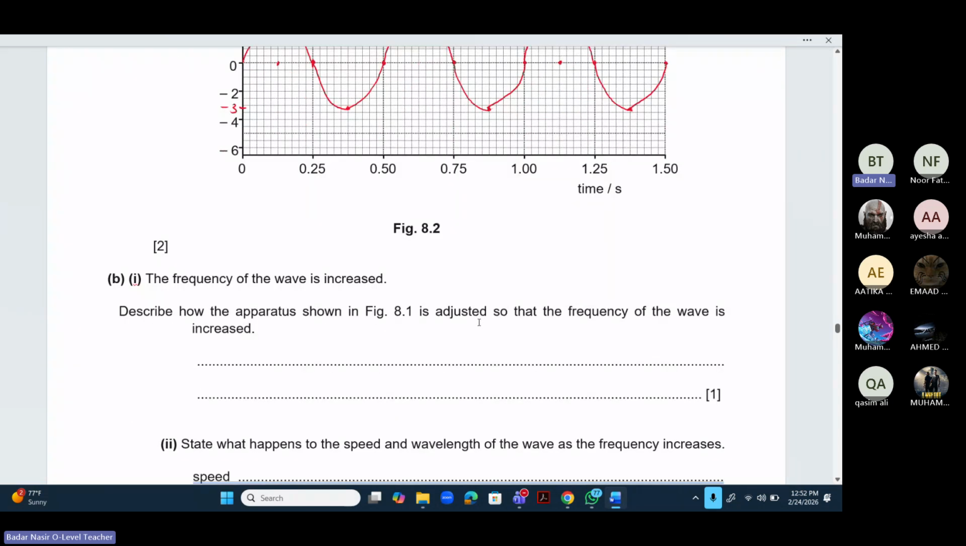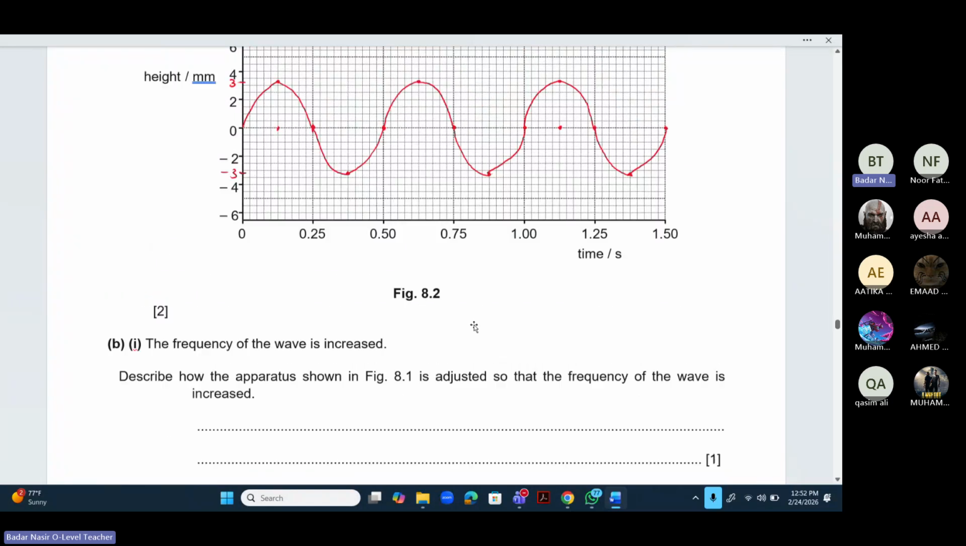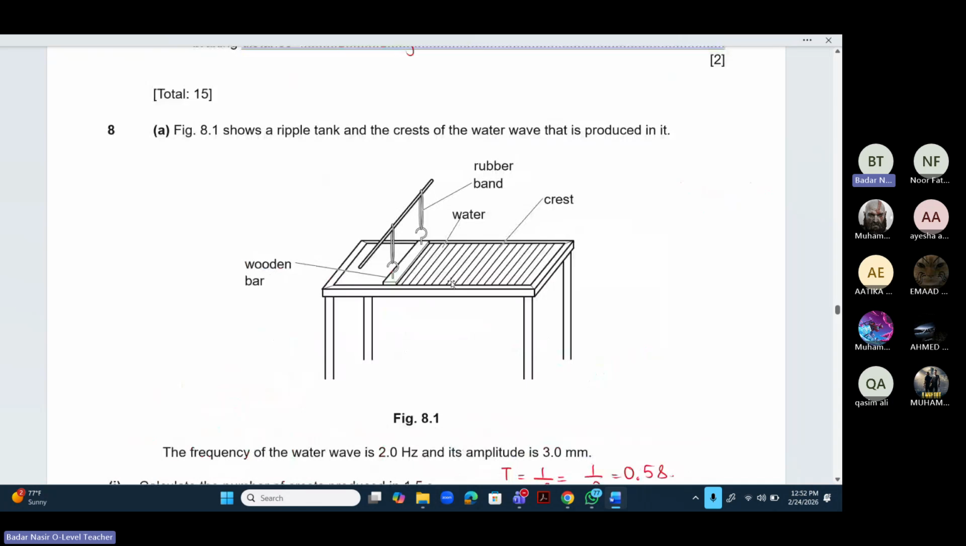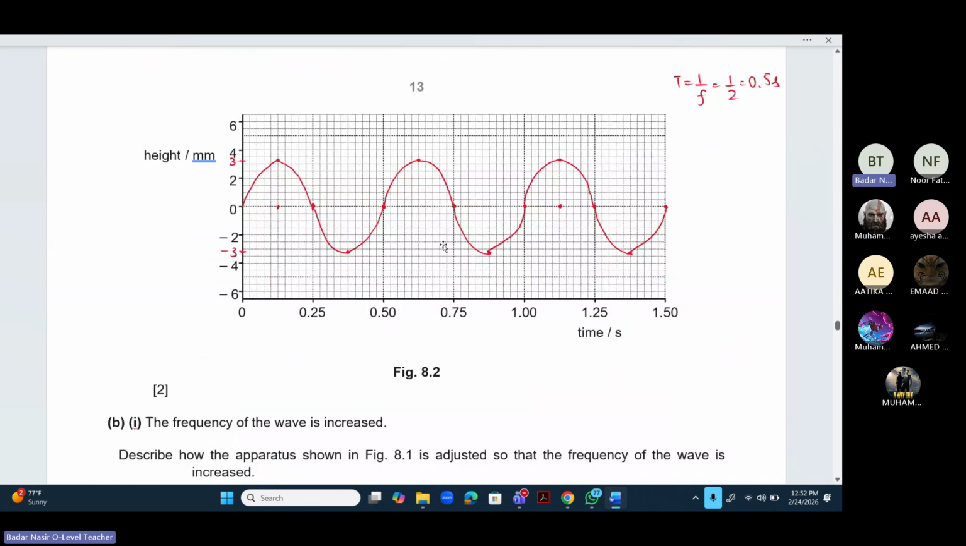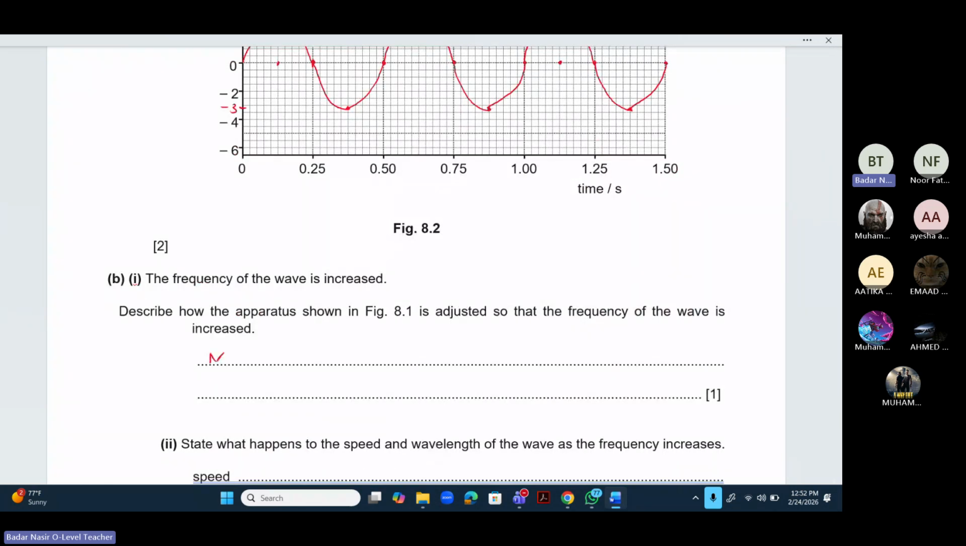Describe how the apparatus shown in figure 8.1 is adjusted so that the frequency of the wave is increased. Okay, so we can just move the wooden bar faster. The faster you do it, more cycles will be produced per unit time. So that means more frequency. So move the wooden bar faster. Okay?